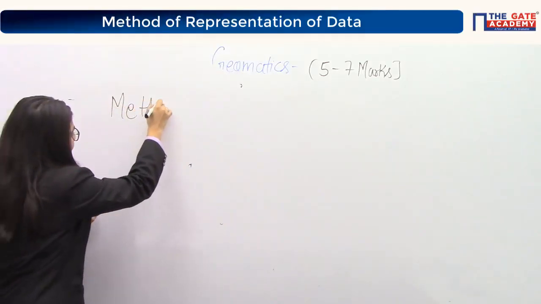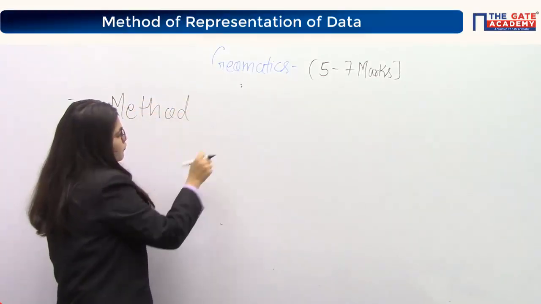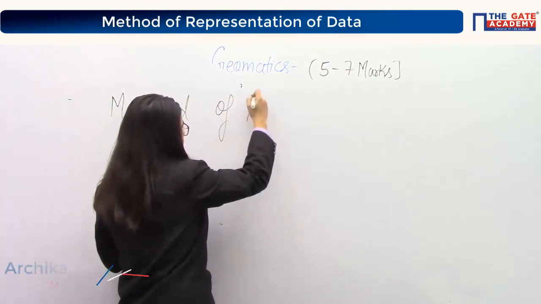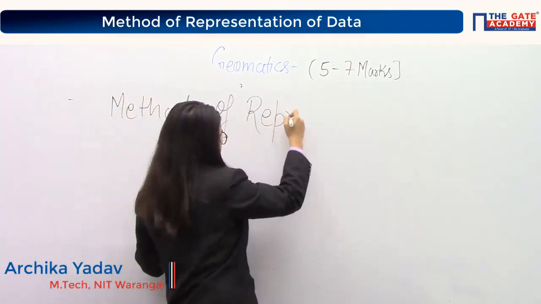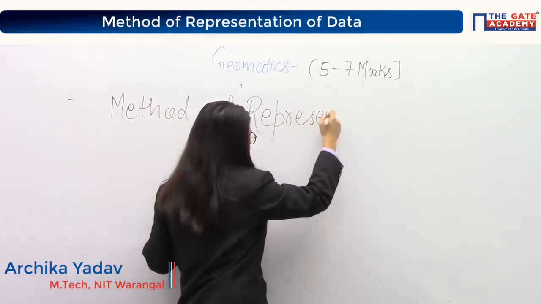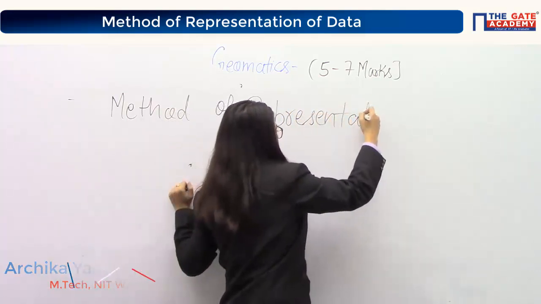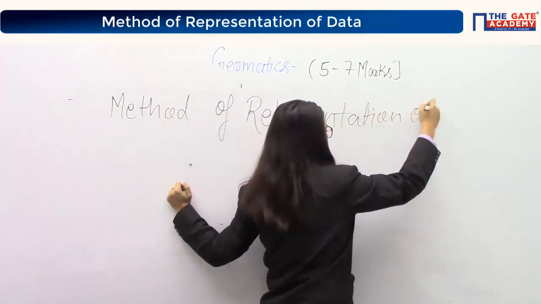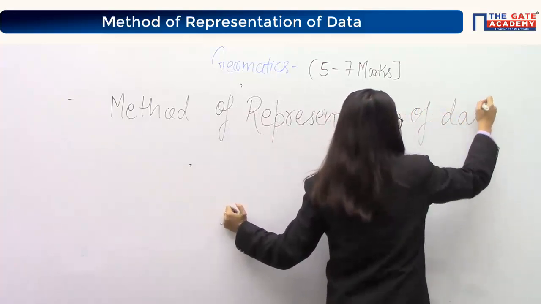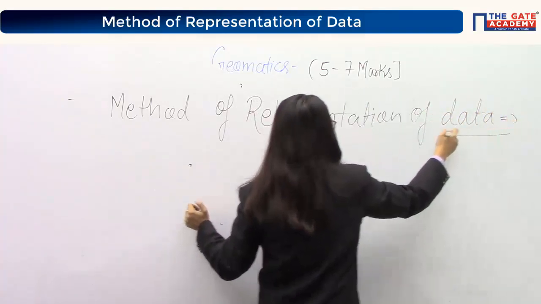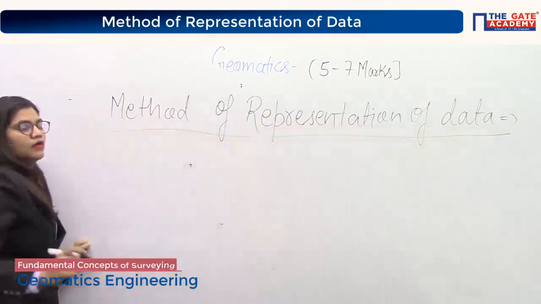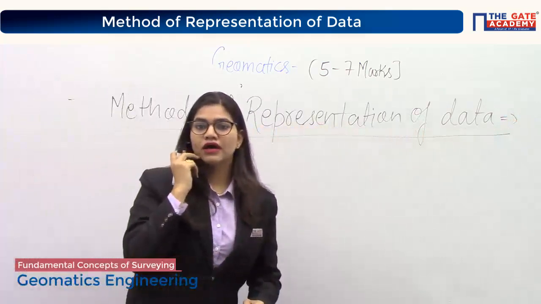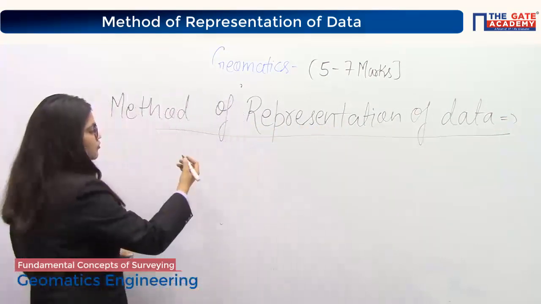Write down the heading: method of representation of data. Okay, so there are two methods of representation of data.